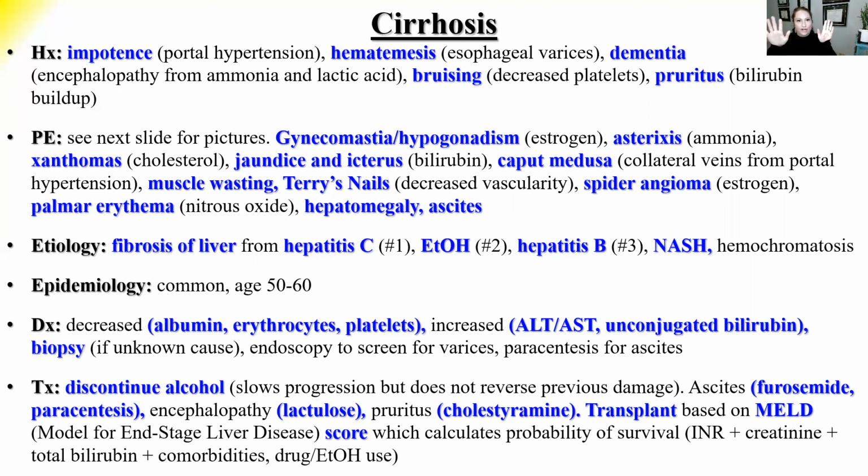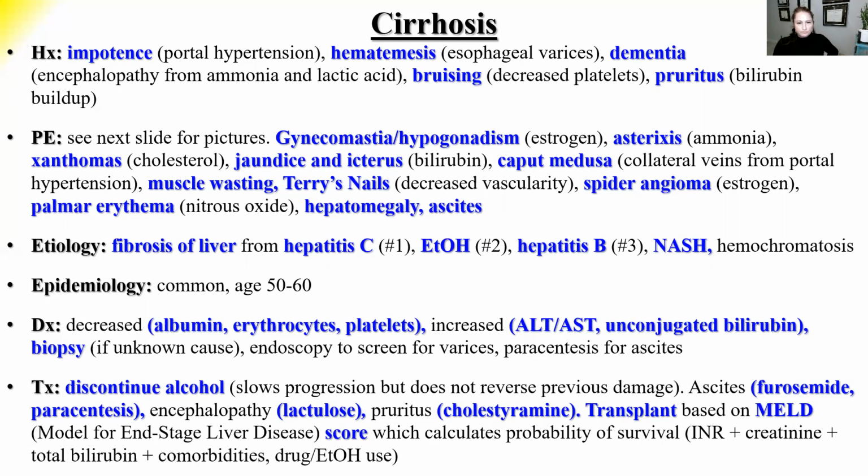Asterixis, or flapping of the hands. When you try to hold their hands straight, they'll kind of flap or beat their hands. This is from the buildup of ammonia in the bloodstream. Xanthomas occur, these kind of yellowish deposits near the inner eye. That's from the buildup of cholesterol. Jaundice and icterus, these come from the buildup of bilirubin. Remember, bilirubin is kind of that yellowish discoloration.